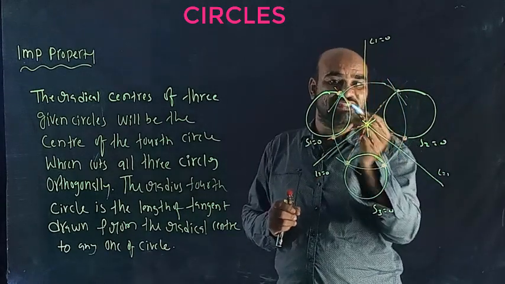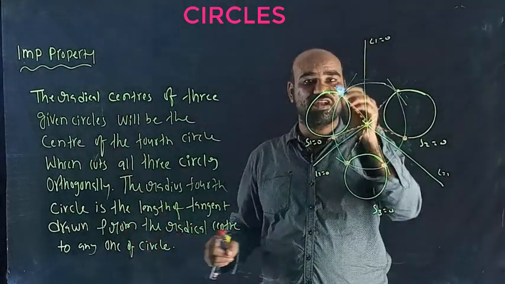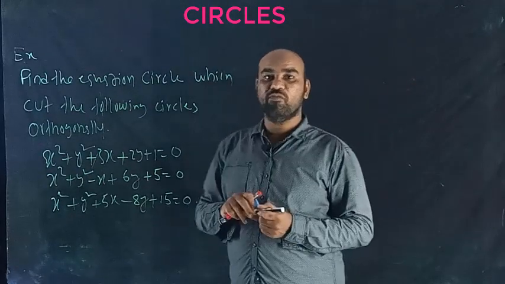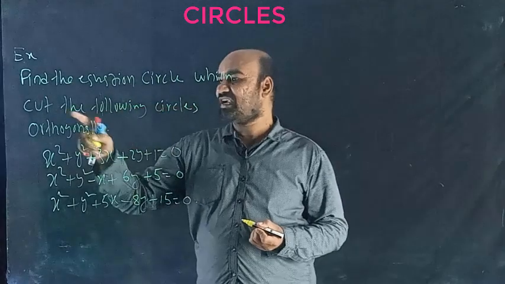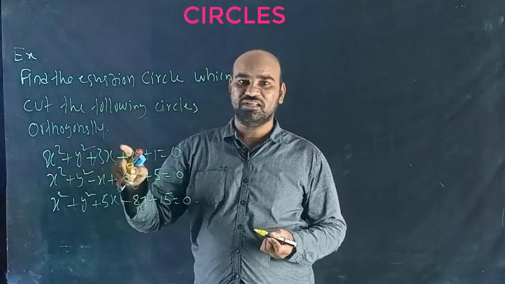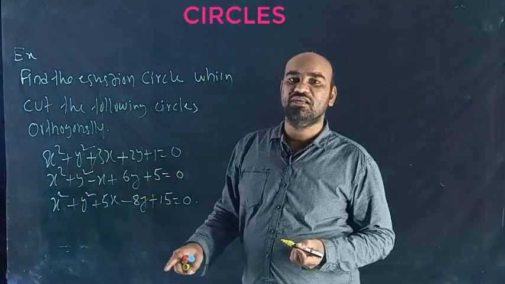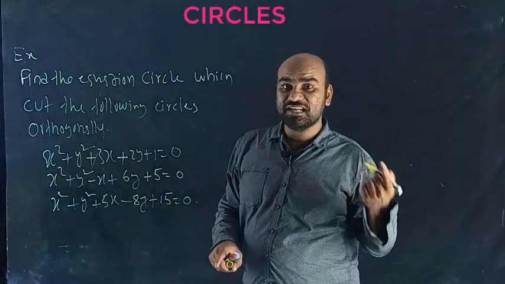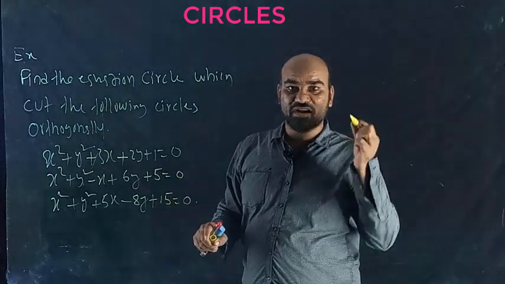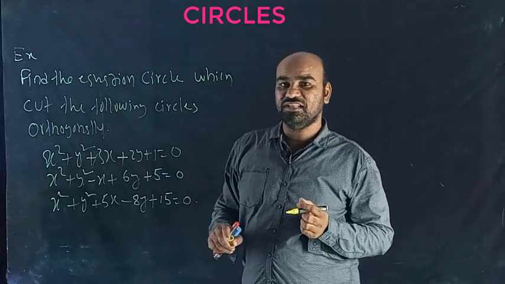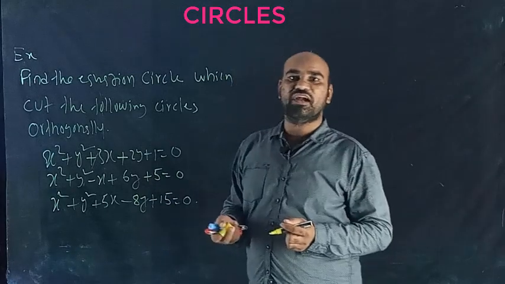Its radius is nothing but the length of the tangent drawn from the radical center to any one of the circles. One example problem based on the previous property: find the equation of a circle which cuts the following circles orthogonally. We want to find another circle which cuts these three circles orthogonally. The required circle's center is the radical center of these three circles, and its radius is the length of a tangent drawn from the radical center to any one of the circles.